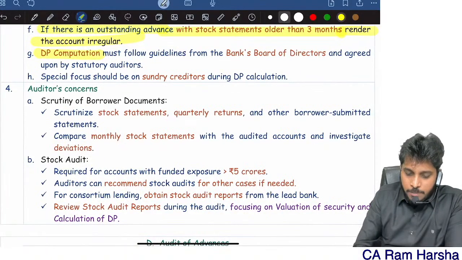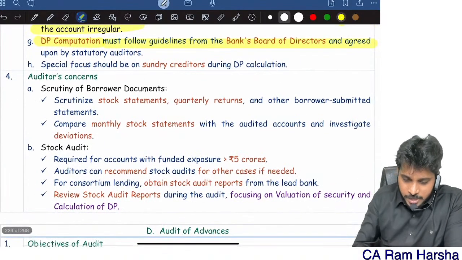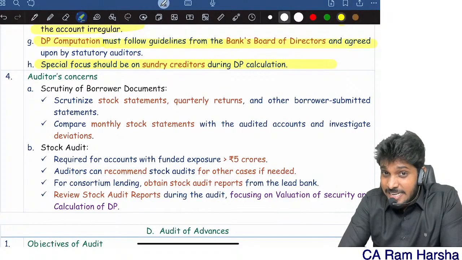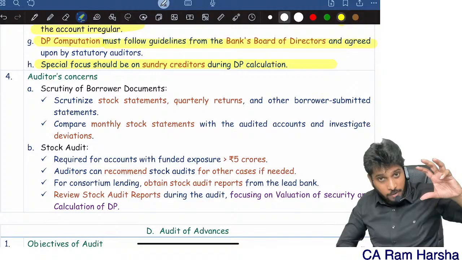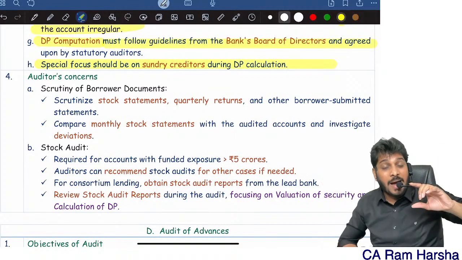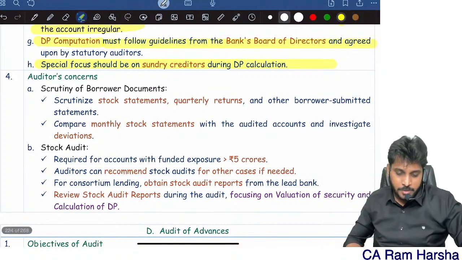So DP, drawing power computation, must follow the guidelines of the bank. Special focus must be given to sundry creditors. I told you, identify paid stock. From the paid stock, eliminate margin. Then only the balance amount is considered for drawing power.